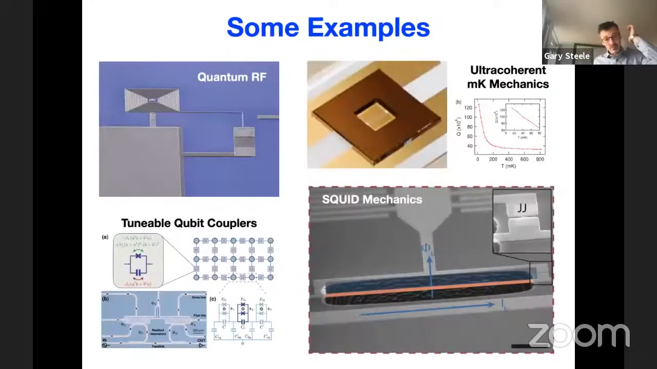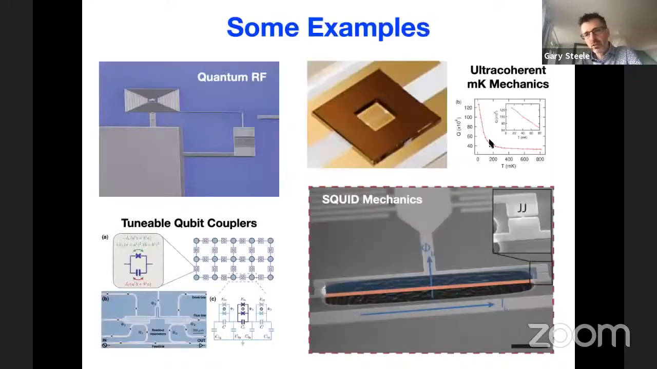Here are some examples of the types of devices that we work with. On the quantum circuits side, I'll talk about both of these in some detail today. These show some recent work we've done with quantum radio frequency circuits. We've looked at tunable couplers, where we can use Josephson junctions and capacitors to engineer different types of couplings between qubits. This shows the devices we have worked on to look at very large, heavy objects in quantum superpositions. This is a macroscopic, millimeter-sized membrane.